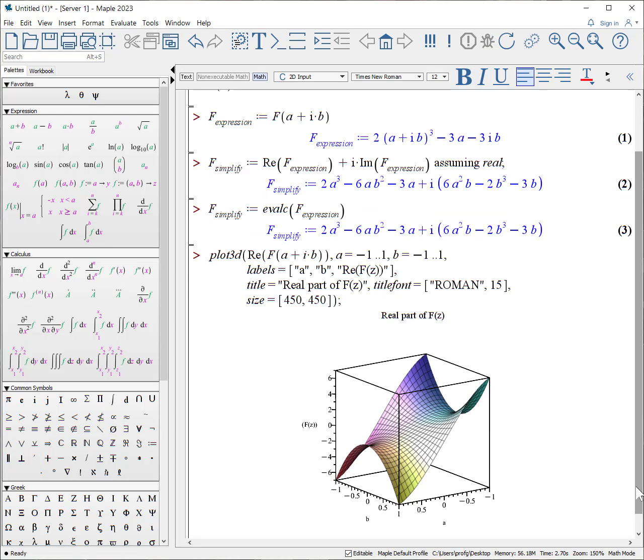Given that a and b are real, you can plot out the real part of f using plot3d. Again, there are more complex ways of doing it in Maple, but this is the simplest way in terms of visualizing the function f of z.